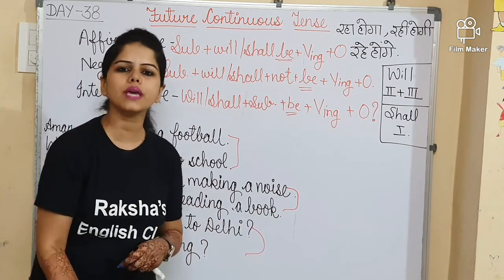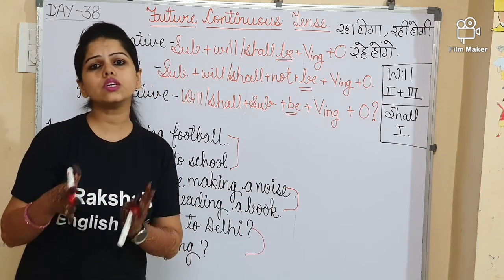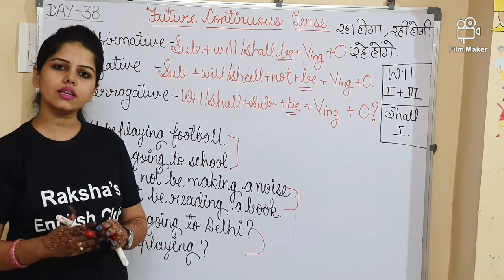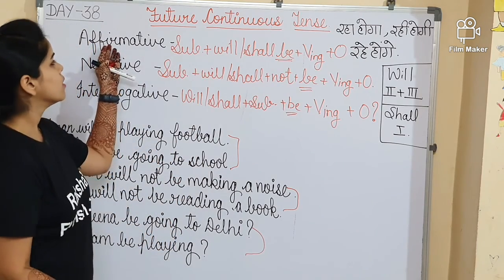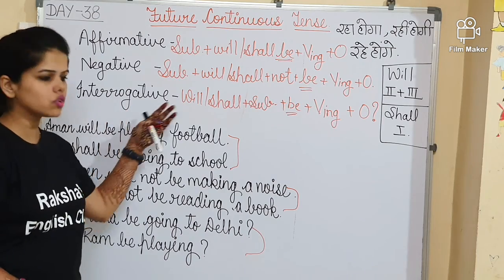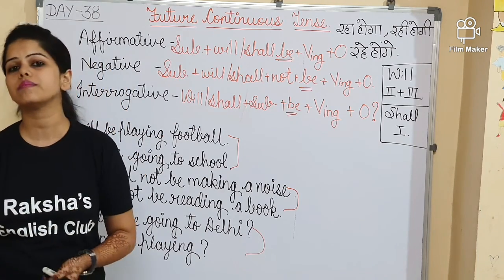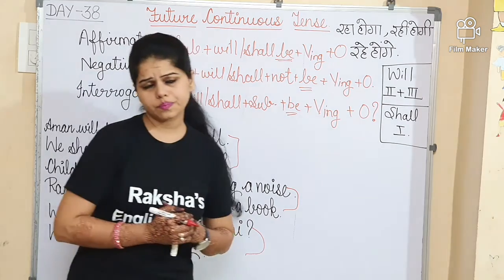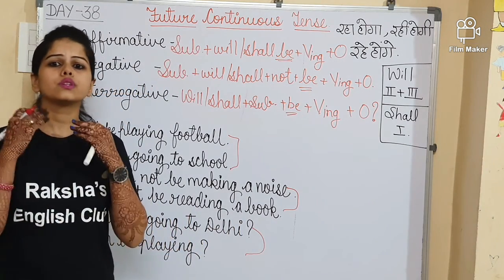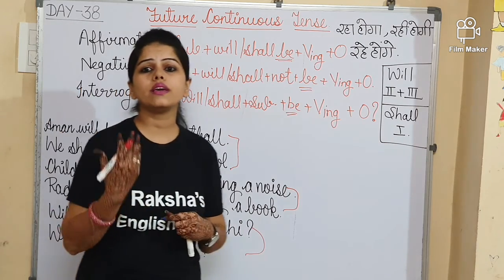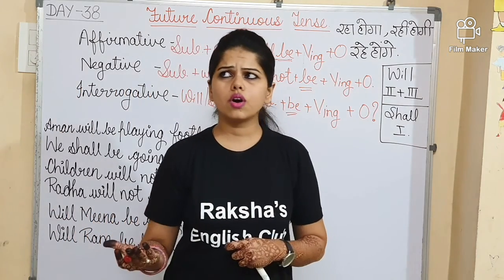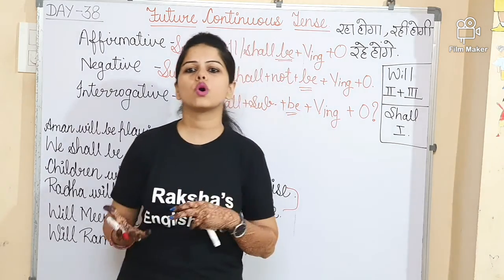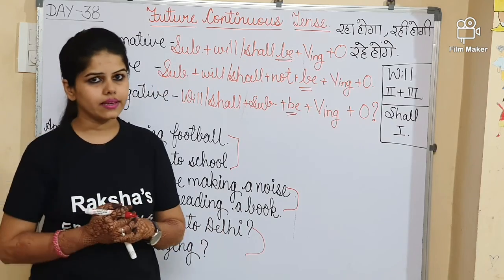अगर future में कोई भी activity जो continue होगी, चल रही होगी, okay, उसके बारे में अगर हमें बात करनी है, हमें express करना है, वो affirmative हो, negative हो या interrogative हो, so like this we will frame the sentence. Okay, now अगर मैं बोलूं, at this time tomorrow, we shall be going, or we shall be playing. Okay, at this time tomorrow, we shall be playing.